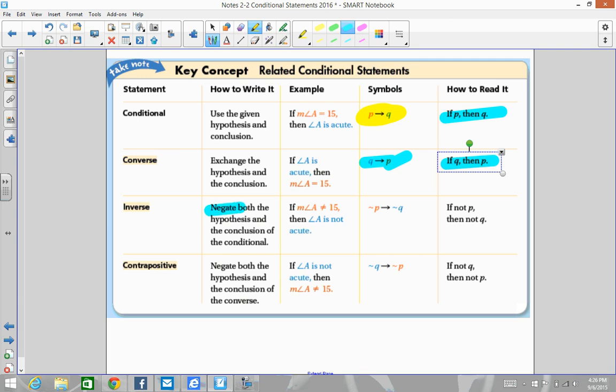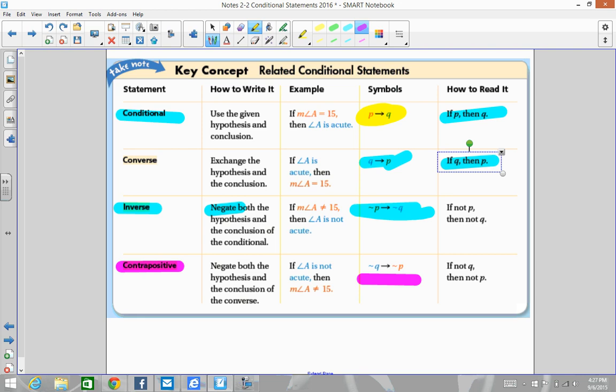The inverse is the negation of the hypothesis and conclusion. So it is the negation of the conditional statement. That means if the measure of angle A is not 15 degrees, then angle A is not an acute angle. And these are the symbols we use for that one. And then the contrapositive, which is this one, is the negation of the converse. That's a little bit hard to read, so I'll just underline it instead. So if angle A is not an acute angle, then the measure of angle A is not 15 degrees.